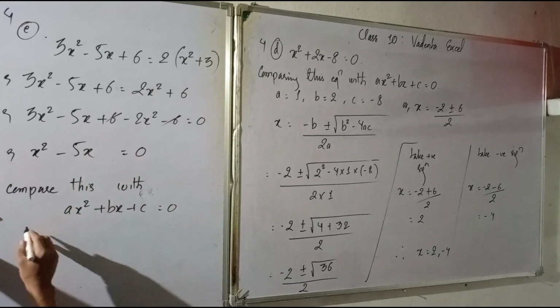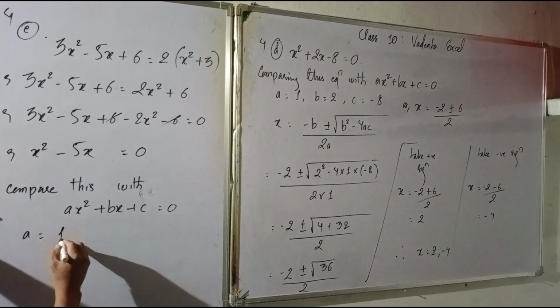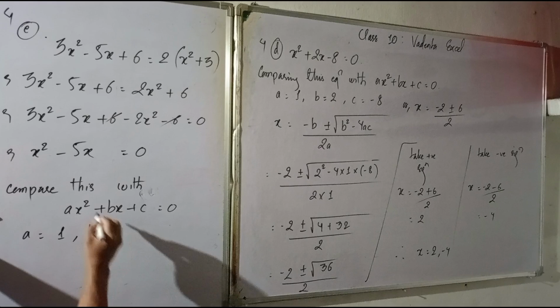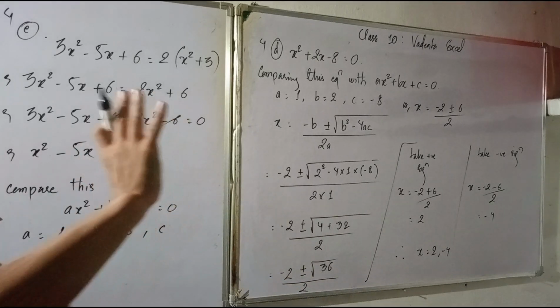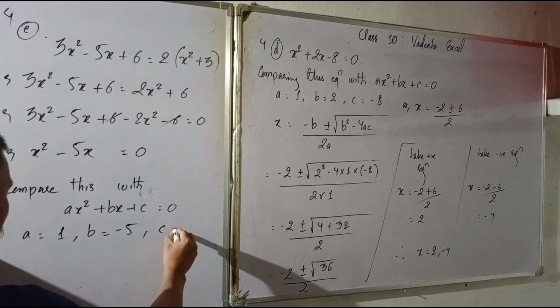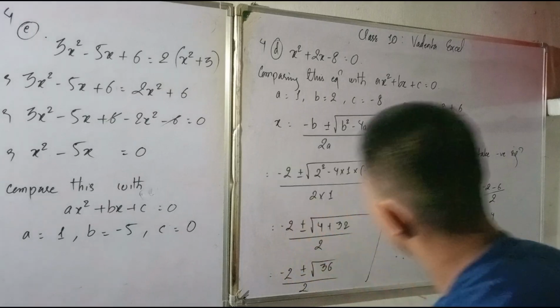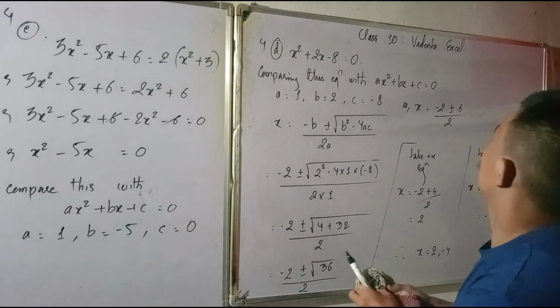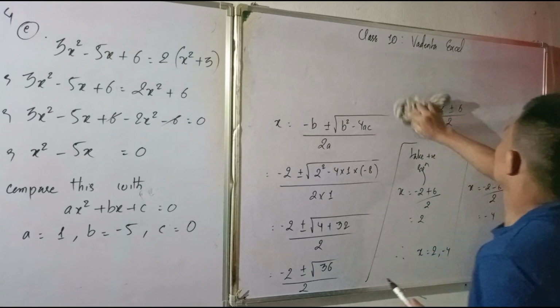Now compare this with ax squared plus bx plus c equals 0. The only thing missing is the constant term. So you will get the value A, nothing here means 1. And B we have minus 5. And C, we don't have the constant term, it is missing. That means C equals 0.